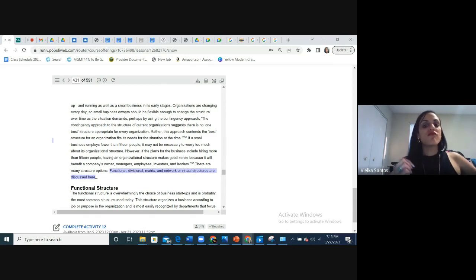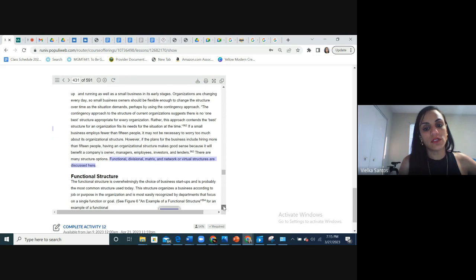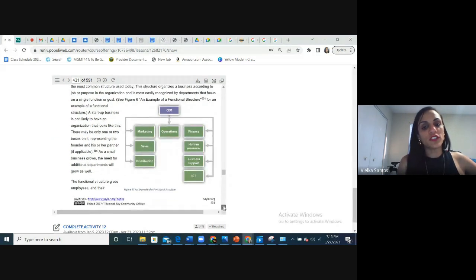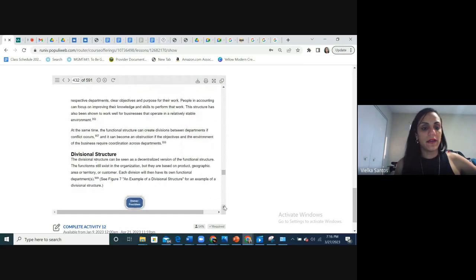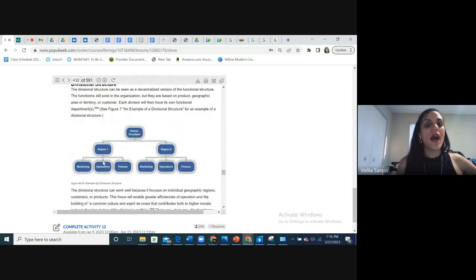And also we have matrix and network or virtual. They combine depending on the structure of the organization. This is an example of the functional structure. You are familiarized with that. You have a CEO and you have a department of marketing that just takes care of marketing, and you have sales that just takes care of sales, etc., etc. This is an idea, okay? Division, region 1, region 2. When I was saying, depending, for example, our countries, we can use this as an example for that, okay?